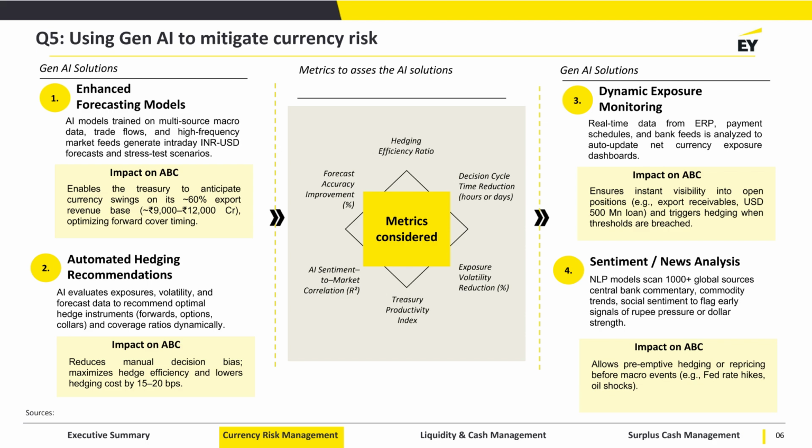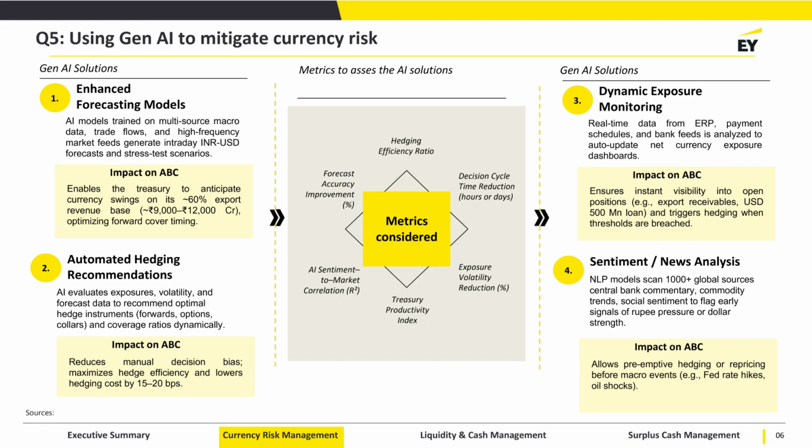For instance, in the first case of enhanced forecasting models, it enables the Treasury to anticipate various currency swings on the 60% export revenue base that it earns. This helps to minimize and cut out any future risk associated with forecasted exposures. For the automated hedging recommendations, it reduces the bias associated with manual decision making, maximizes the efficiency of our currency hedging strategy, and lowers the costs related to hedging by approximately 15 to 20 basis points.